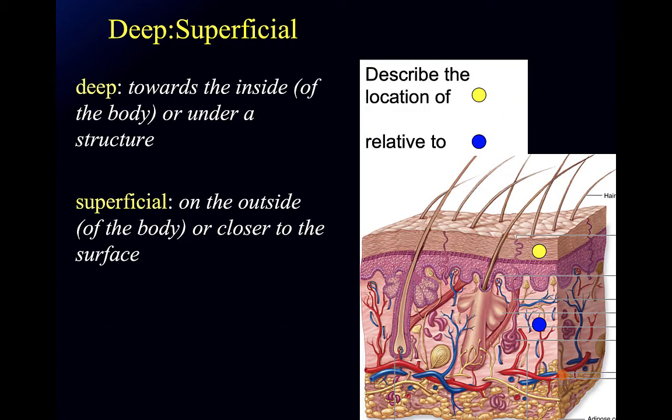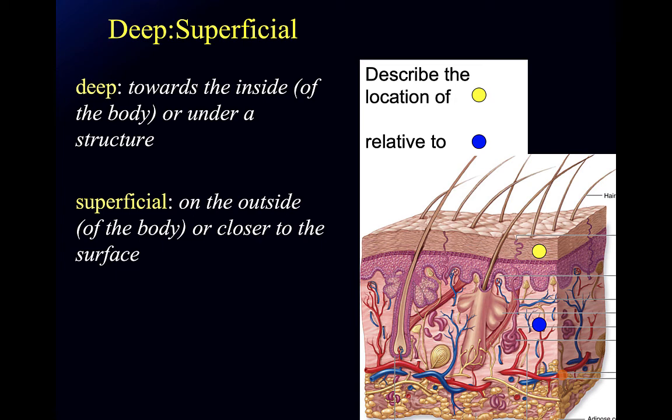Our next pair is deep and superficial. Deep meaning towards the inside or under a structure, superficial meaning on the outside or closer to the surface. The location of yellow relative to blue, of course, would be superficial. Now, this gets kind of interesting and tricky. We're taking a look at the skin here.